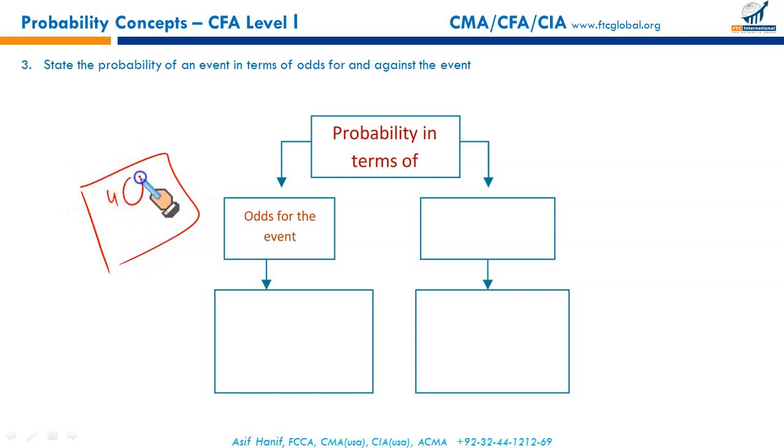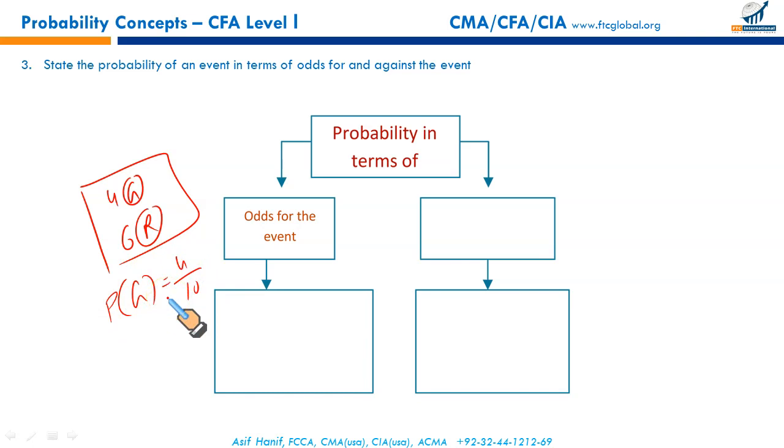There are 4 green balls and there are 6 red balls. If I draw a green ball at random, I win, and I then replace it. So what is the probability of drawing a green ball? It is 4 out of 10.